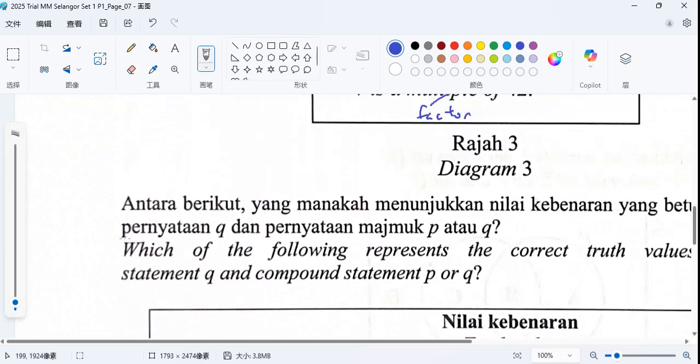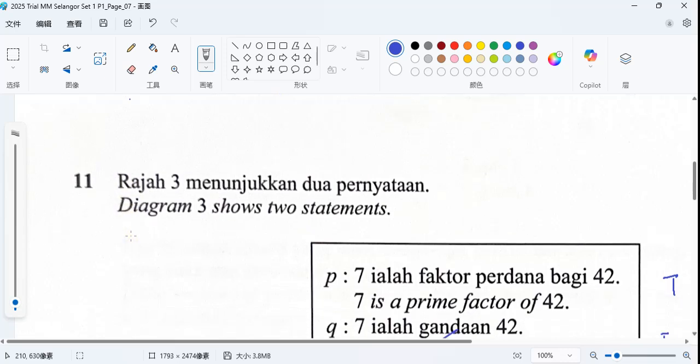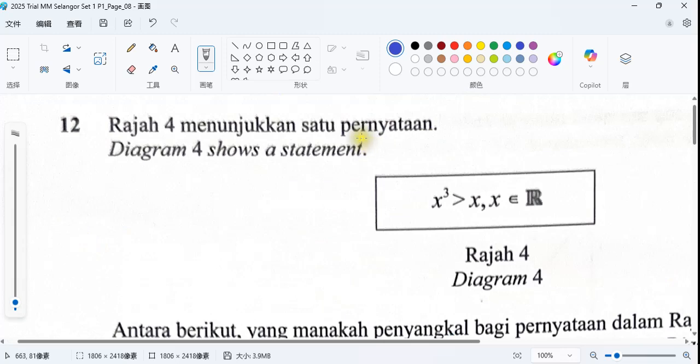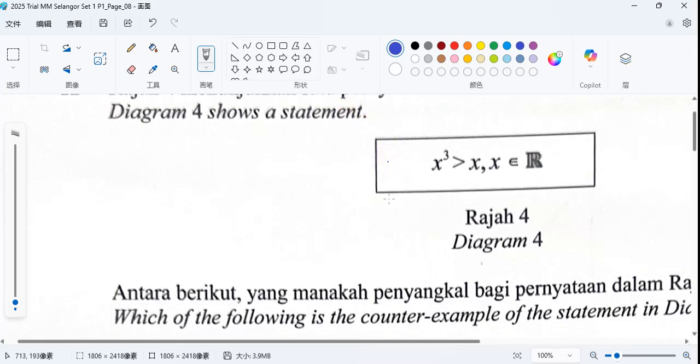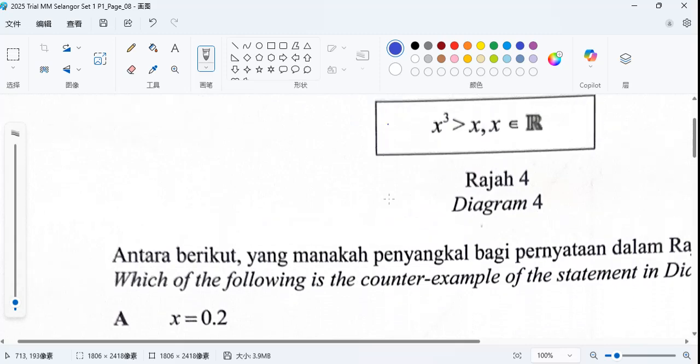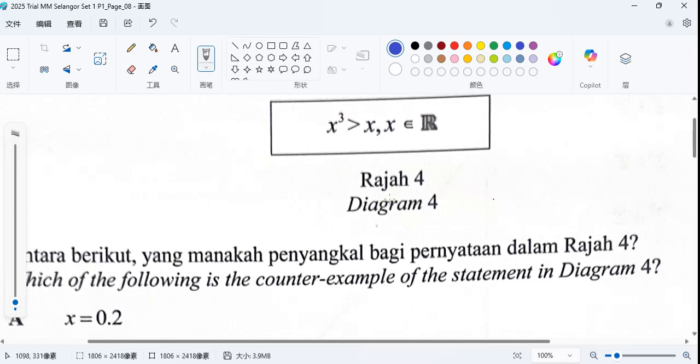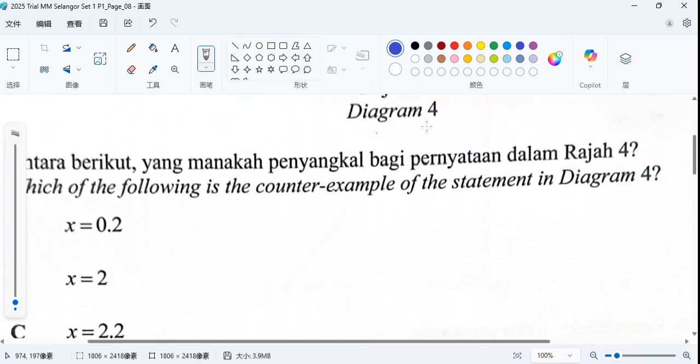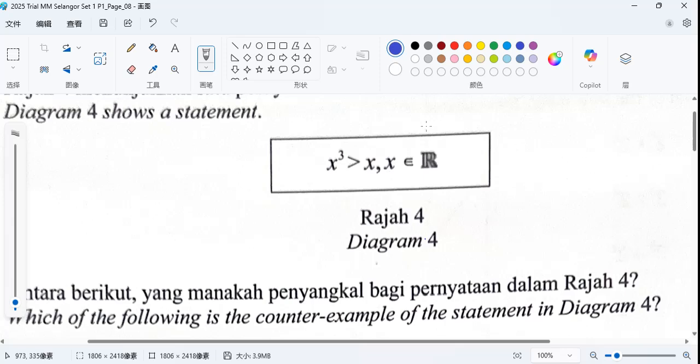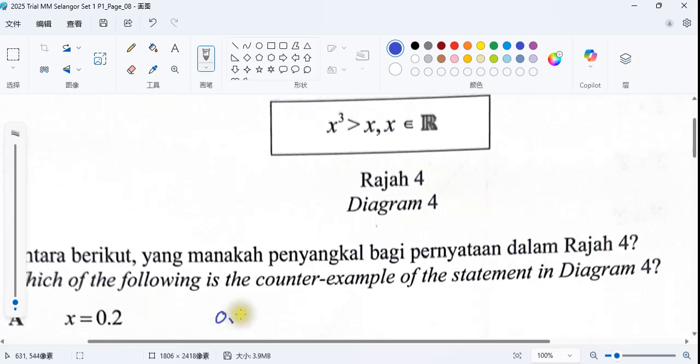Okay. So this is Form 4, Chapter 3, Logical Reasoning. Question number 12, Diagram 4 shows a statement: x cubed is greater than x. Which of the following is a counterexample of the statement? Counterexample means it doesn't fulfill this. Okay, so the answer is 0.2. Why? Because if we have 0.2 to the power 3, then it will become 0.08. So this is not greater than 0.2.